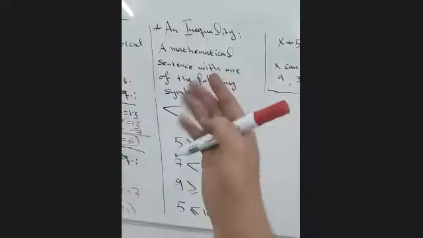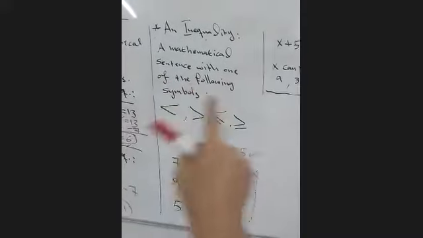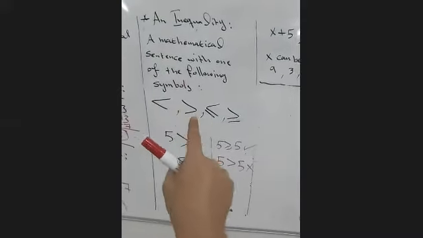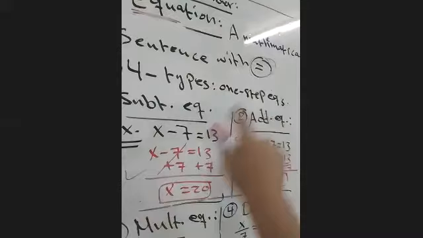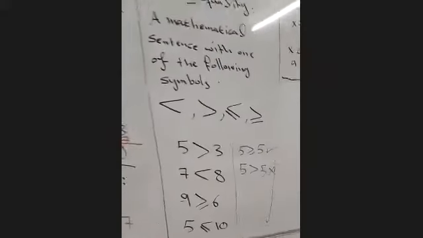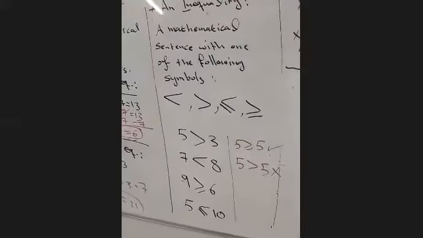Done? So, what's an inequality? A mathematical sentence with one of the following symbols: less than, more than, less than or equal, more than or equal. And what's the equation we did then? If it has an equal sign. Okay, guys? Done? Hope that's clear.